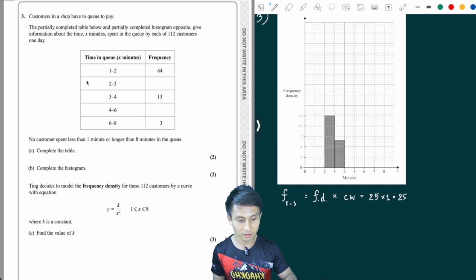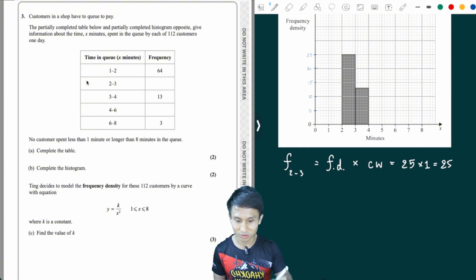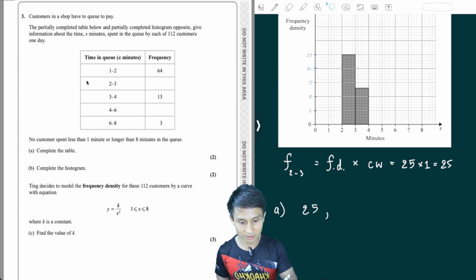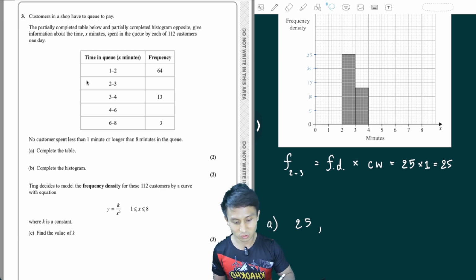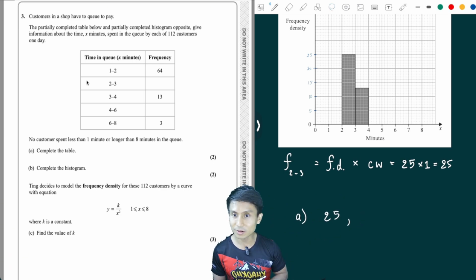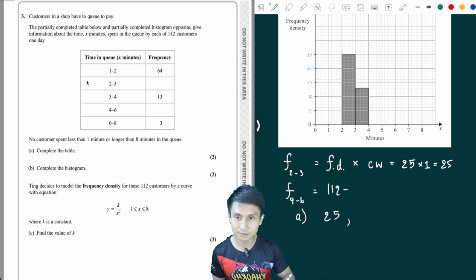So that is the frequency of the class 2 to 3. I'm just going to complete the table. For question A, I'm going to fill in the first blank by writing the answer right here. And the other one we can calculate by knowing that the total frequency is 112, but we already know the other classes' frequencies. So with the class 2 to 3 here, we can find the frequency of the class 4 to 6, which is going to be 112 minus all other classes.